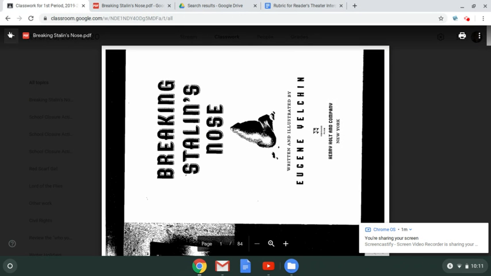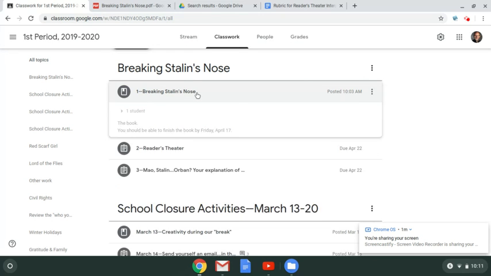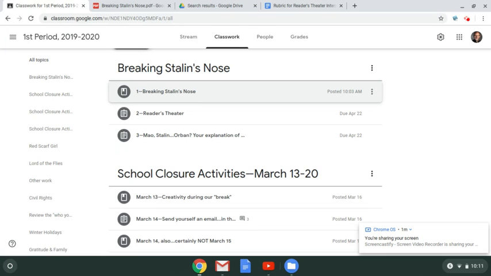Okay, so that's entry number one, Breaking Stalin's Nose, the PDF. It's got a lot of drawings in it, and it's much shorter. It's probably a third the length of Red Scarf Girl. Once you finish that, there's two things for you to do.